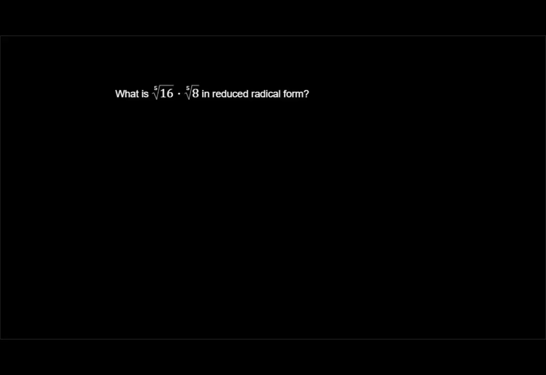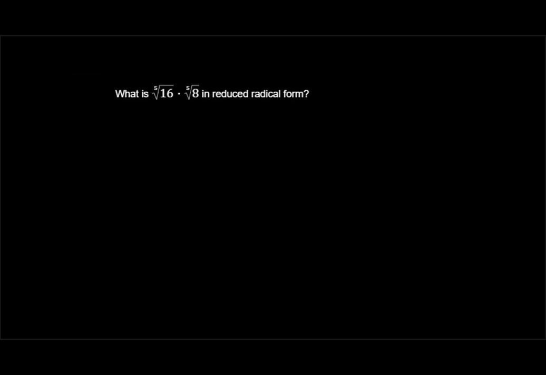Okay, so here we go. We are asked, what is the 5th root of 16 times the 5th root of 8 in reduced radical form? Well, to do this, when you multiply radicals, so notice multiplication, there's a couple things we need to check first. The first thing is that the indexes are the same. You can multiply radicals if they don't have the same index, but the process is a lot more complicated. It involves going into fractional or rational exponents. If they already have the same index, then it's much easier to multiply them.